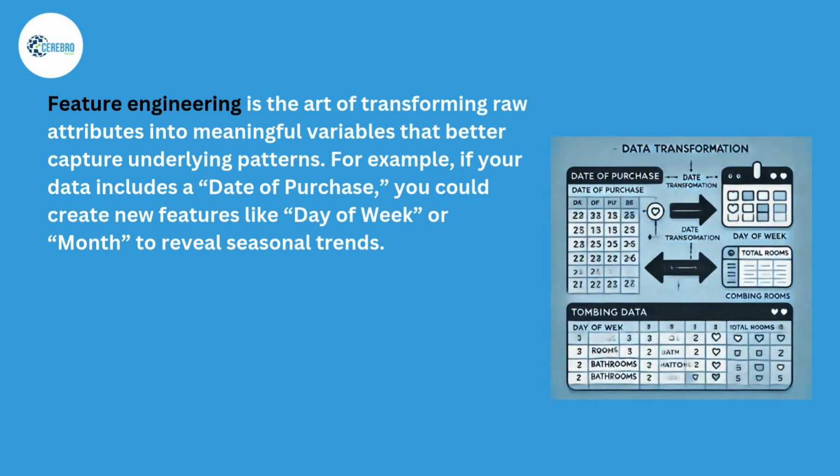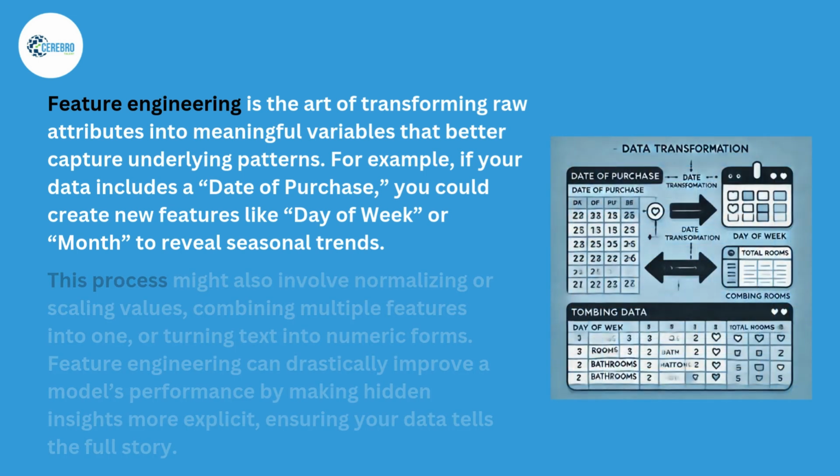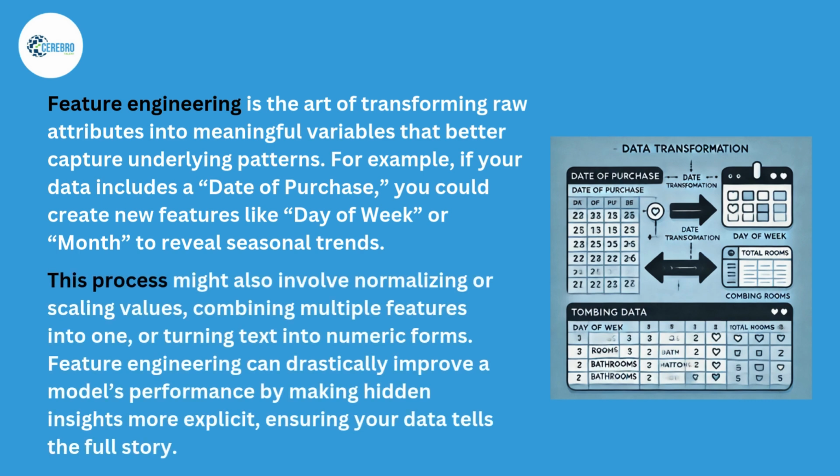Feature engineering is the art of transforming raw attributes into meaningful variables that better capture underlying patterns. For example, if your data includes a date of purchase, you could create new features like day of week or month to reveal seasonal trends. This process might also involve normalizing or scaling values, combining multiple features into one, or turning text into numeric forms. Feature engineering can drastically improve a model's performance by making hidden insights more explicit, ensuring your data tells the full story.